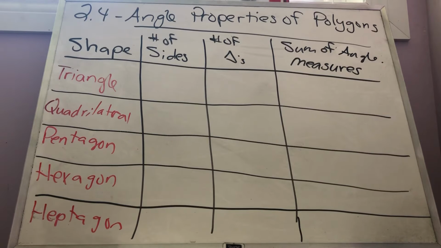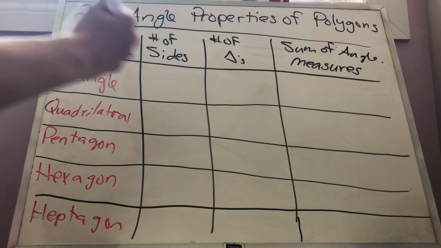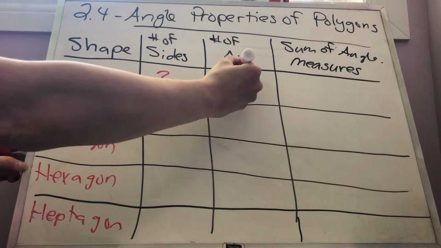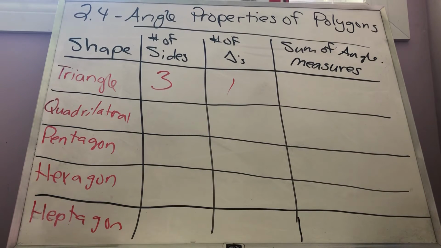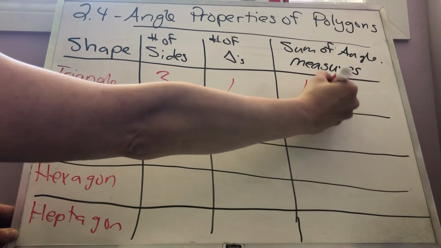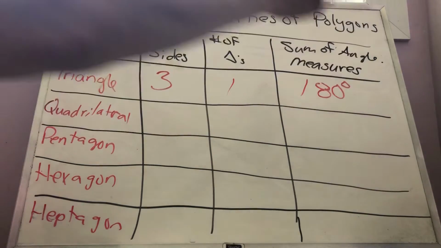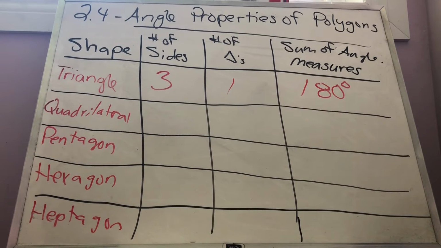On the note sheet, you'll see I kind of meshed the number of sides with the shape into one column, one little category. So a triangle, we all know there's 3 sides in a triangle, right? The number of triangles in a triangle is 1 triangle. And the sum of the angle measures, and we talked about this in the last video, all angles added up together in a triangle will give us 180 degrees. So this is review from the last section.